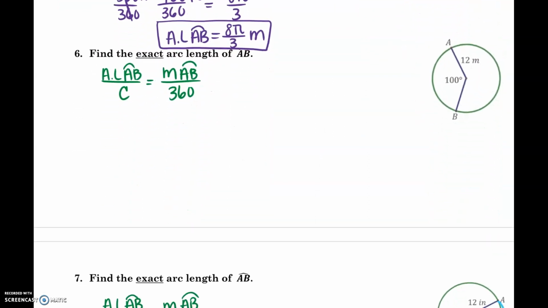So if we take a look at example 2 or 6, again, we're finding the exact arc length. We're going to set up the same proportion. Here we're solving for arc length again, so we're going to use x for arc length. We have to find our circumference, which is 2 times pi times r, which is 12 here. Remember, we're going to leave it in terms of pi, so our circumference is 24 pi.